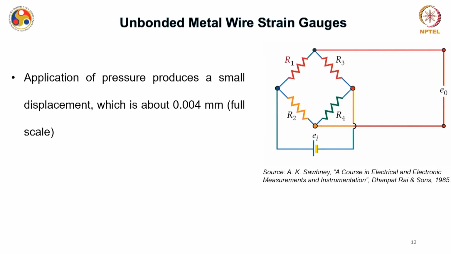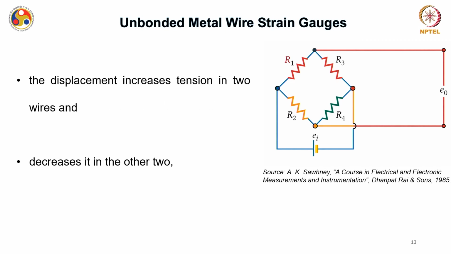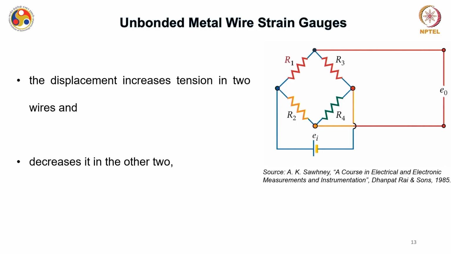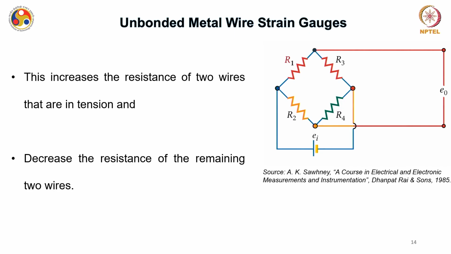Now when any pressure is applied to the diaphragm, this will produce a small displacement, of the order of 0.004 mm, which is actually the full scale. The displacement increases tension in 2 wires, and at the same time the other 2 wires will have decreased tension. So with this configuration, you have a resistance increment in 2 wires while there is a decrement in the resistance in the other 2 wires.